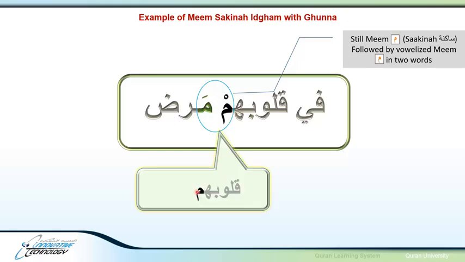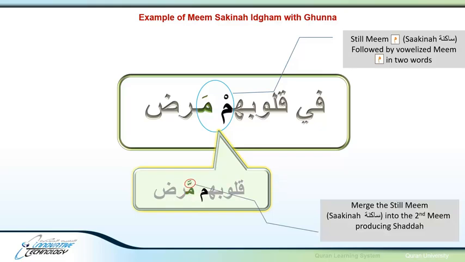قلوبهم مرض. What we do is we take the sukoon out, keep the Meem without sukoon, and merge the two Meems together, producing a Meem with shadda. Merge the first Meem into the second Meem, producing a Meem with shadda. And since the Meem is now stressed because we've merged the two Meems together, we augment the ghunnah, since the ghunnah of the first Meem will be added to the ghunnah of the second Meem, producing a significant ghunnah. That's why we give it the color green.